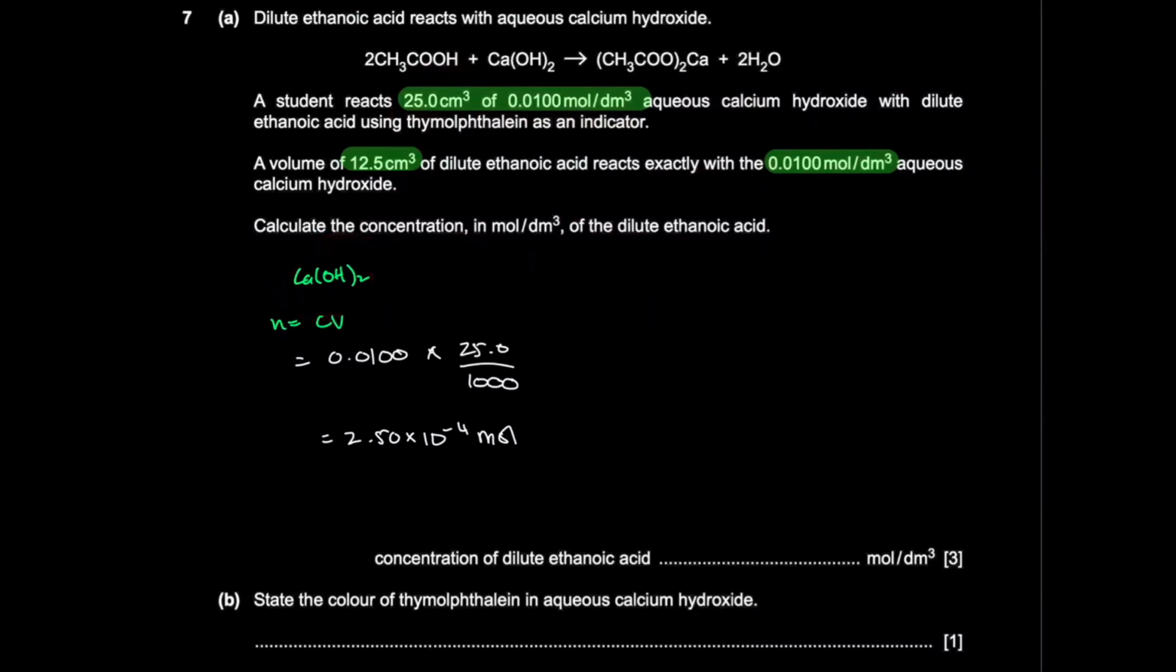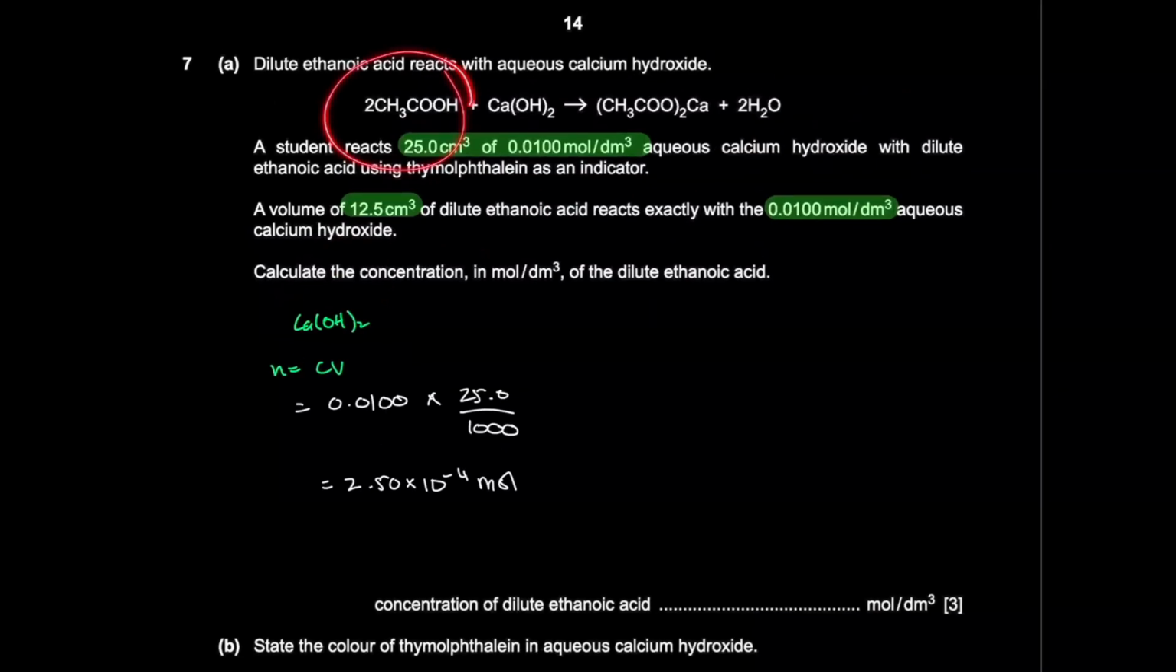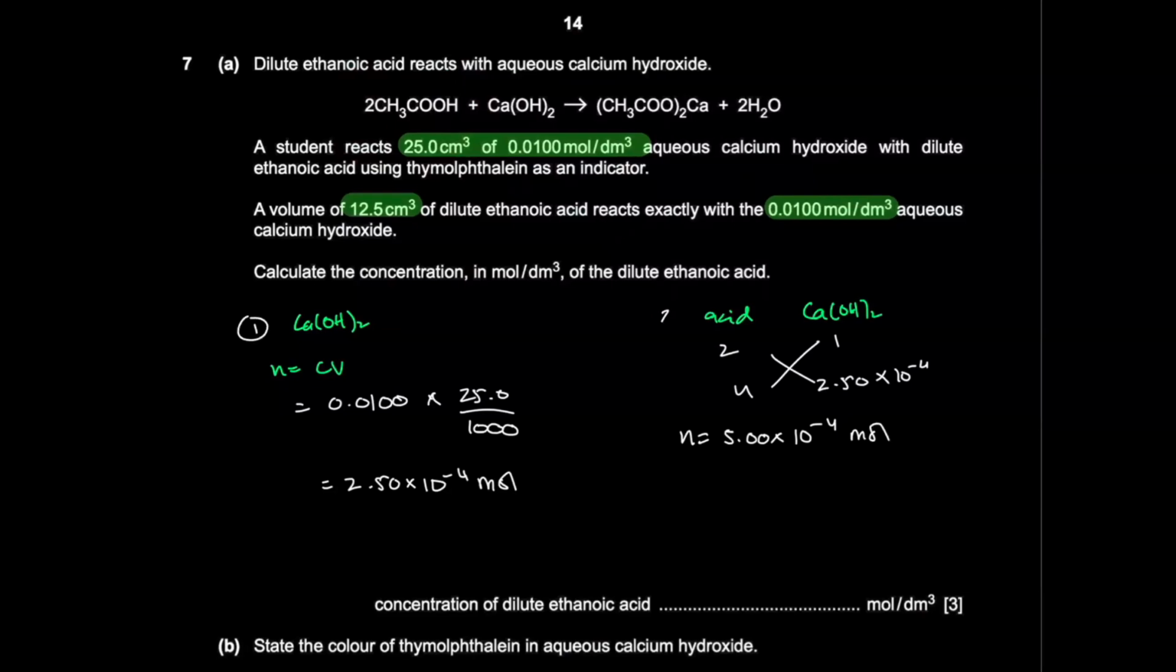That's the first step. Second step, use ratios to find the moles of the unknown quantity. We have a ratio of 2:1 here. So 1 mole of calcium hydroxide reacts with 2 moles of ethanoic acid. Acid and calcium hydroxide have a 2:1 ratio. We have the moles of this, 2.50 into 10 to the power minus 4. We can find the moles of acid, just cross multiply, right? So N is equal to 5.00, double the moles of acid, into 10 to the power minus 4 moles of acid, right? That's the second step, using ratios.